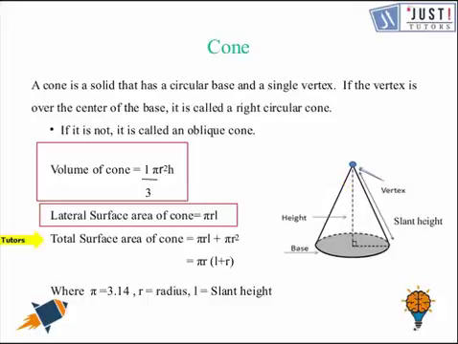Then we have the total surface area, in which we'll add the lateral surface area and the circular base. The formula to find the area of a circle is pi r squared. So we'll add pi r L with pi r squared. And this is how we generalize the formula to calculate total surface area of a cone. You can take the value of pi as 3.14 or 22/7. The radius is r, and the slant height is L.